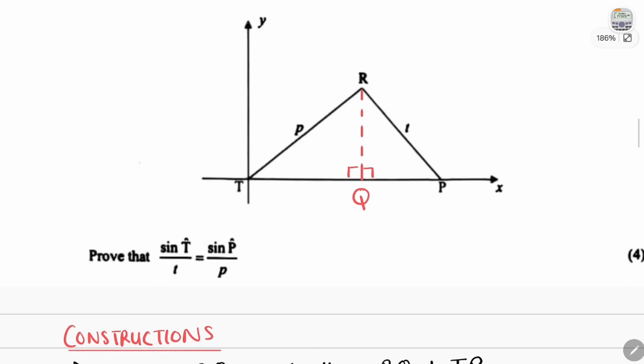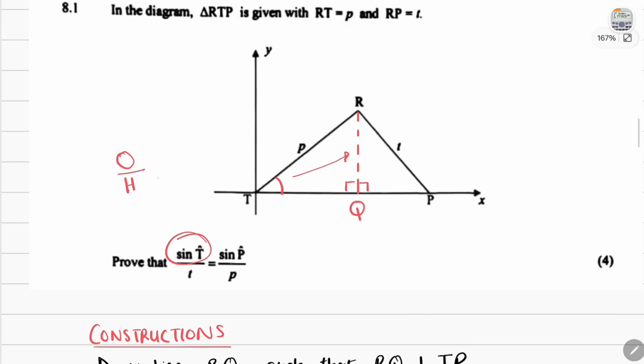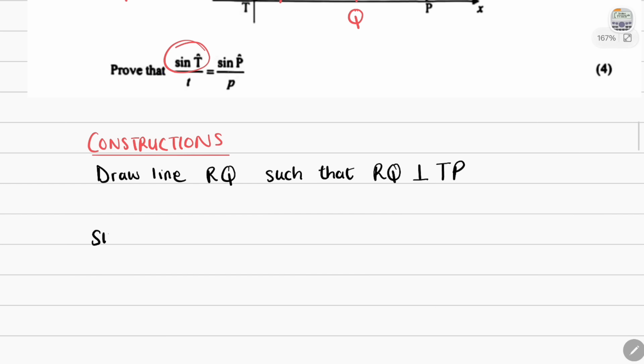And now, how would we get sine angle T? Well, for sine angle T, you're going to focus on angle T. And sine, using SOHCAHTOA, tells us to look at the opposite side over the hypotenuse. So take the opposite side, which is RQ, over the hypotenuse, which is P. So RQ over P, that's what we have. I'm going to say sine angle T is equal to RQ over P.